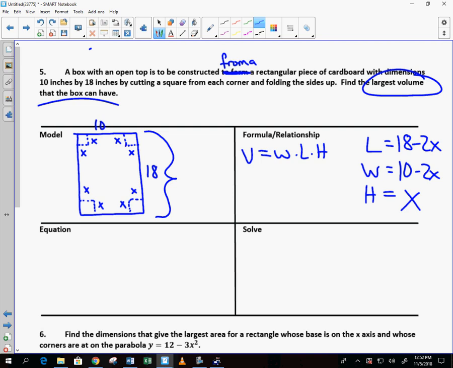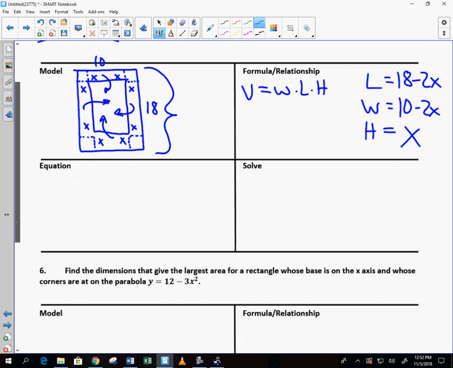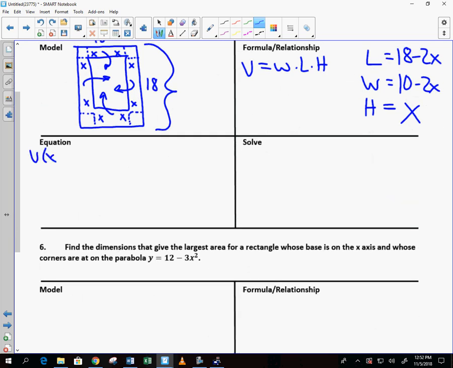Remember, that's your new base, and you're going to fold this edge up, and this edge up, and this edge up, and this edge up. And it's going to be x units tall as you make that piece. Excellent. So I've got volume in terms of x is 18 minus 2x times 10 minus 2x times x.